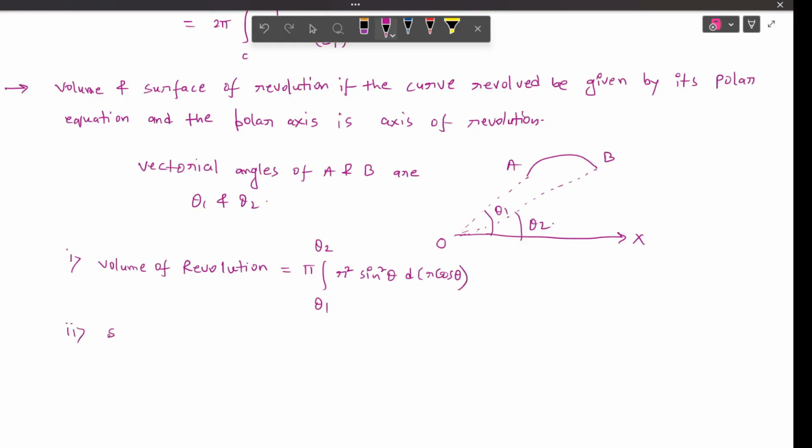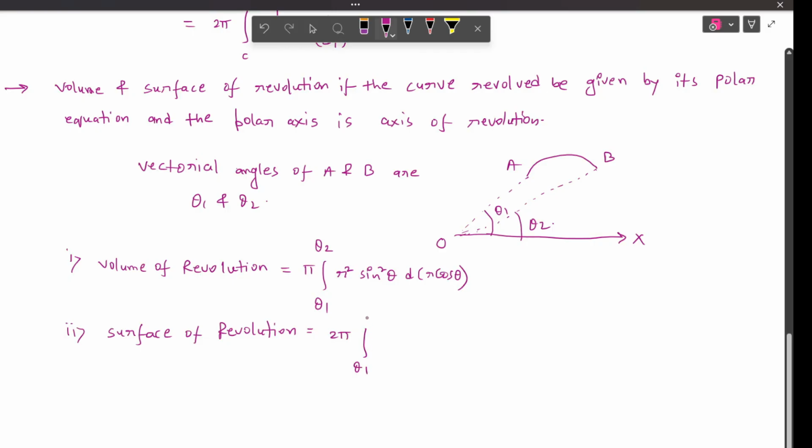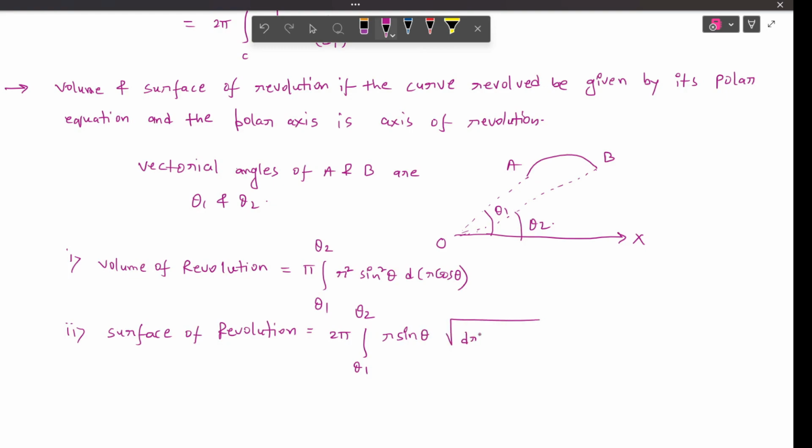and surface of revolution would be 2 pi integration theta 1 to theta 2 r sine theta square root of dr square plus r square d theta. Remember these two formulas. It will be helpful.